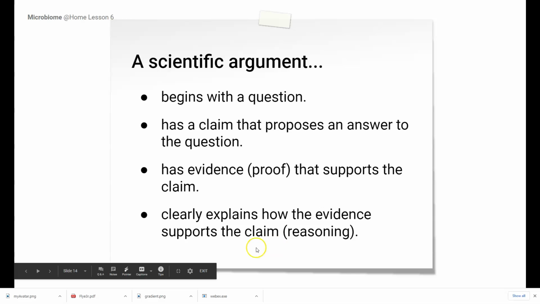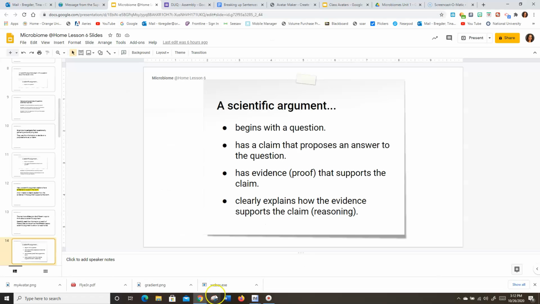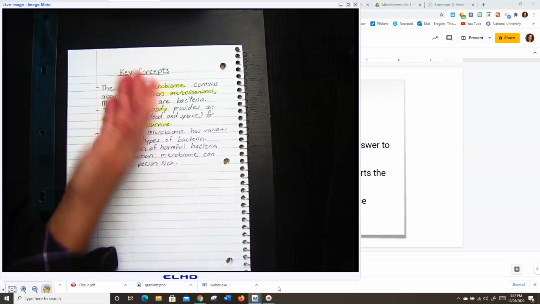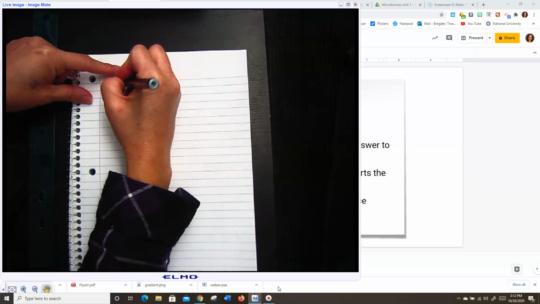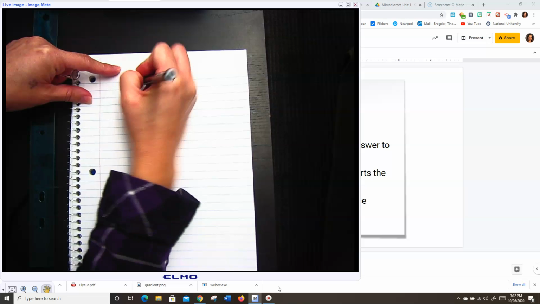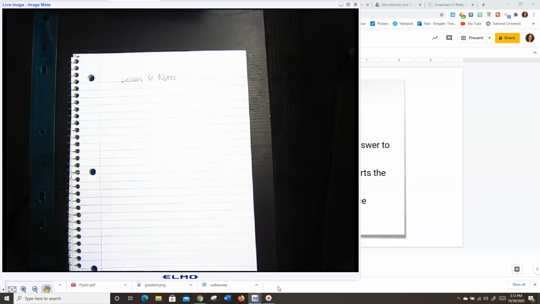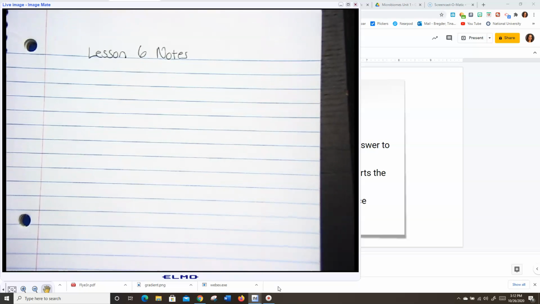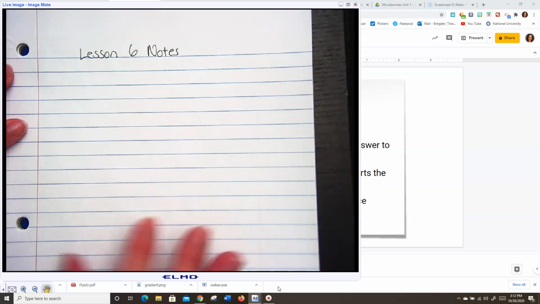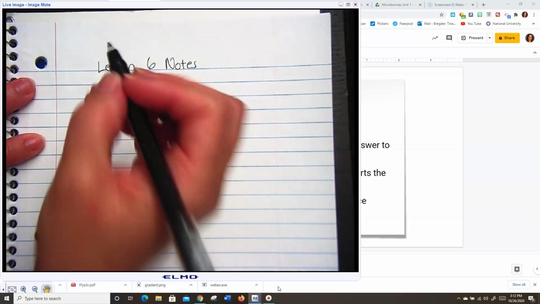So let me exit here, and you're going to bring up your notes. Now, our last page of notes were here, the key concepts. Now we're going to go on to the next page, and you're going to put lesson 6 notes. Okay, lesson 6 notes. Let me make that bigger for you. And you're just going to copy what it has on the slide. I'm going to show you the slide in 1 second. I just want to show you the layout.